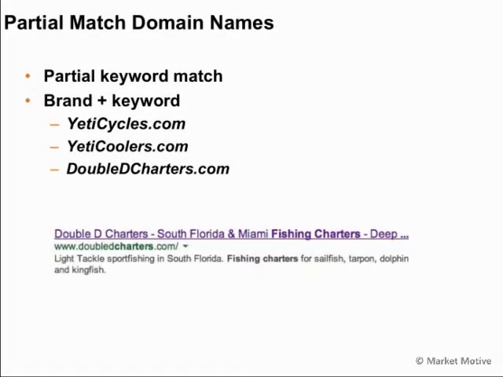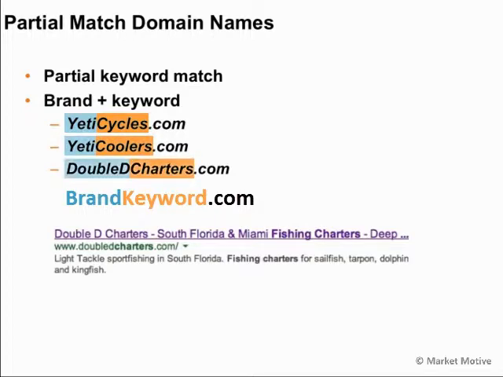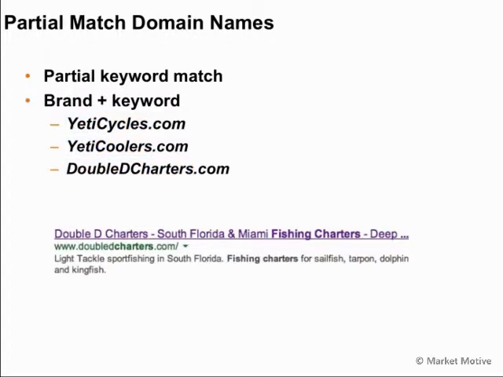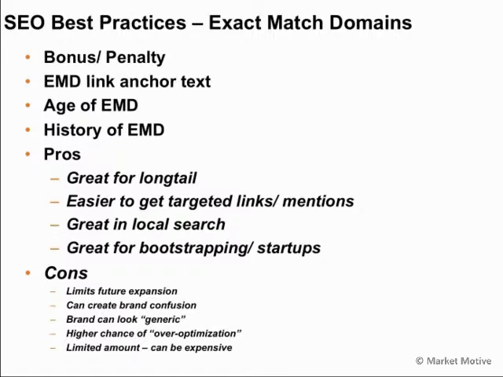So another good best practice these days is partial match domains. Partial match domains, you can include one keyword, something like Yeti Cycles or Yeti Coolers or Double D Charters. These are good examples of having one of the major keywords of what they do in the phrase as well as the brand name, and good partial match domains to get a little bit of anchor text, but to also get your branded phrases and branded anchor text for good balance. Because you can run into those potential filters with exact match domains if you are using too much anchor text.